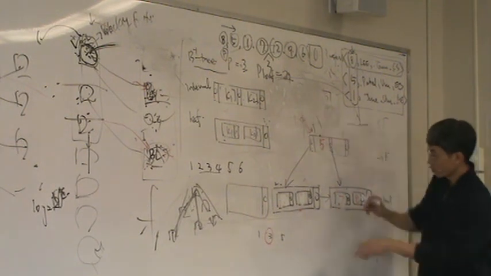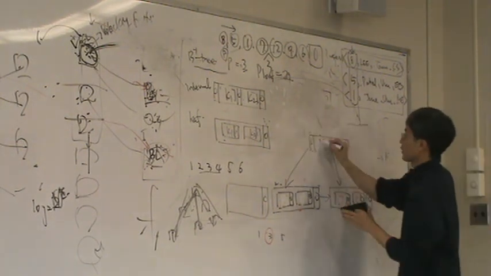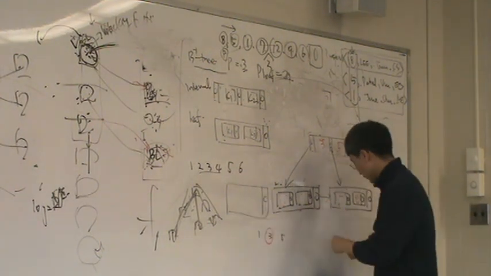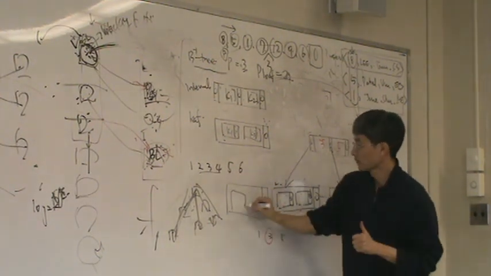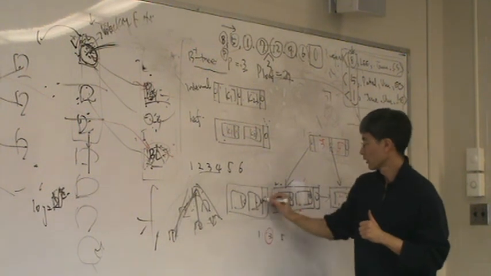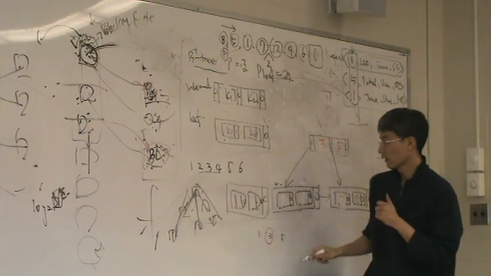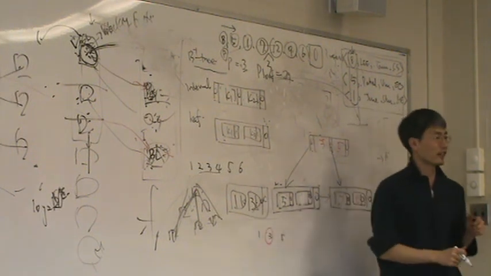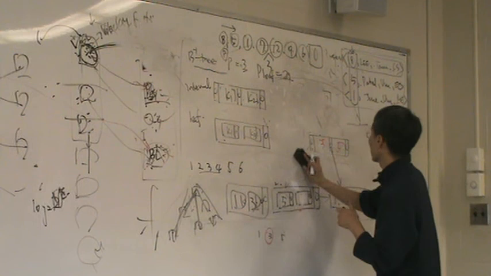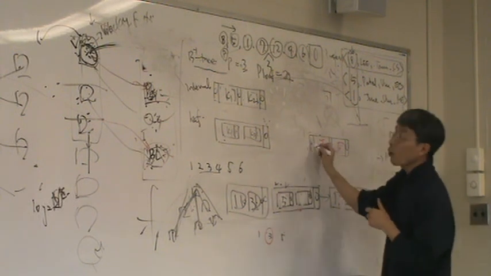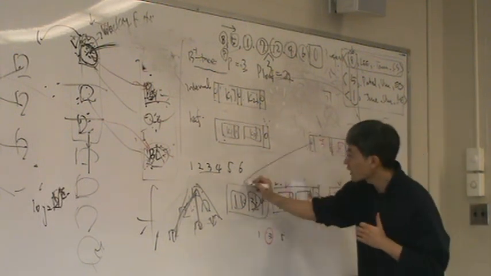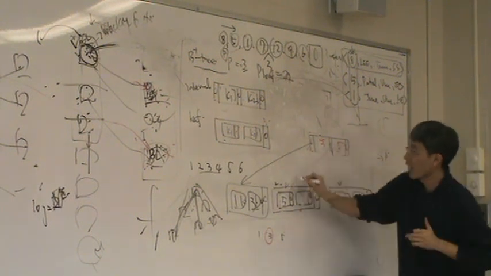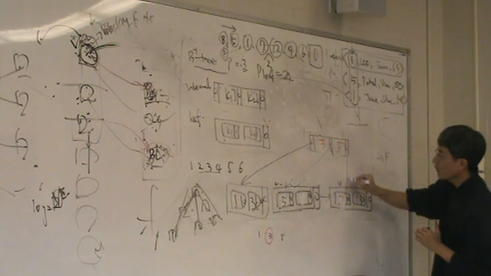Insert the 3. So we have space. 3, 5. And 1 goes to here, and 5 goes to here. What about 3? 3 is on the left-hand side. Then check the children pointer. Equal or less than 3 goes to here. Bigger than 3, equal or less than 5 goes to here. Bigger than 5 goes to here.